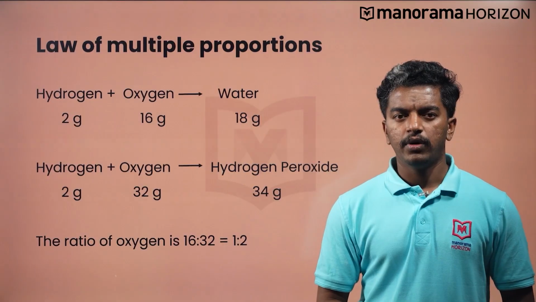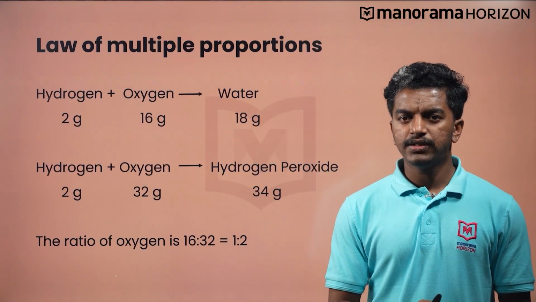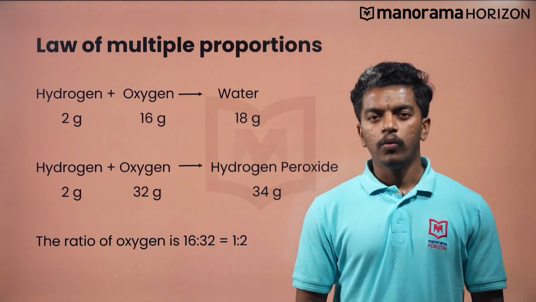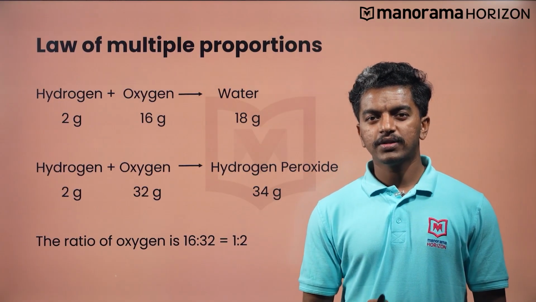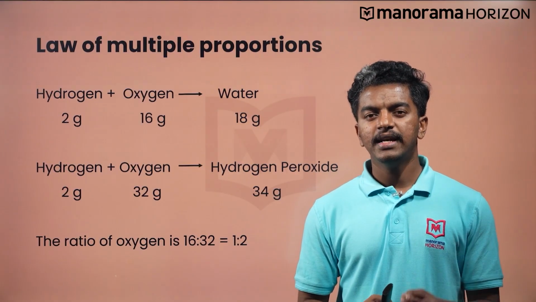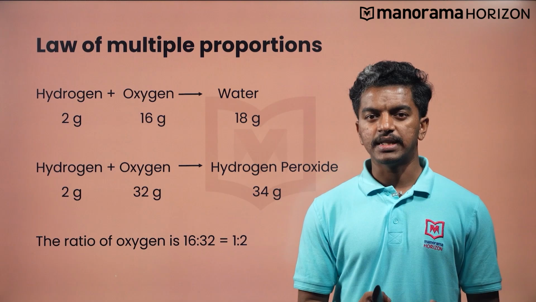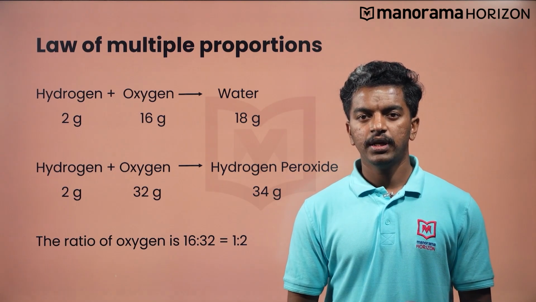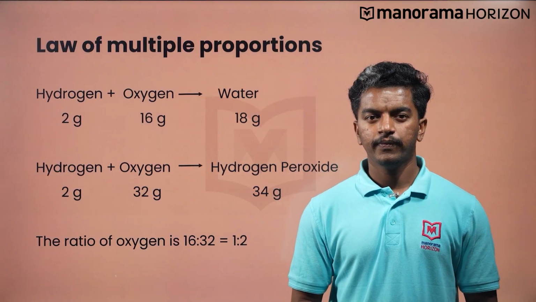Let us take one example. We all know that hydrogen and oxygen combine to form water and hydrogen peroxide. Now, in both the chemical reactions, oxygen combined with a fixed mass of hydrogen, the ratio of oxygen is 16:32, or we can say 1:2. Hence, the law of multiple proportions is followed in this reaction.